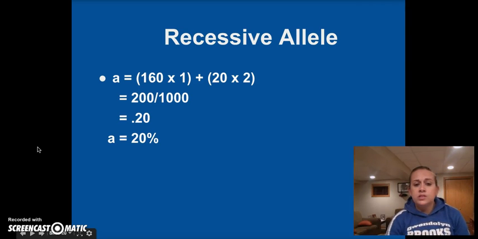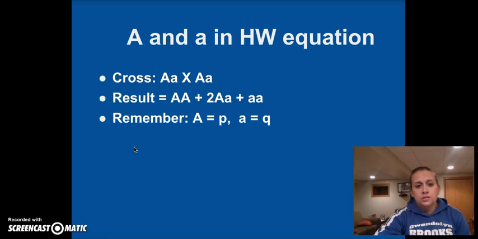When you look at recessive now, you take the other 160, because 160 of the individuals are heterozygous, and so they all have one recessive a, plus the 20 individuals who are homozygous recessive, and they have 2 recessive a's. So you'll do 20 times 2, and you add those together, it gives you 200 out of 1,000, which is 0.2, or 20% of the alleles within this population are recessive.